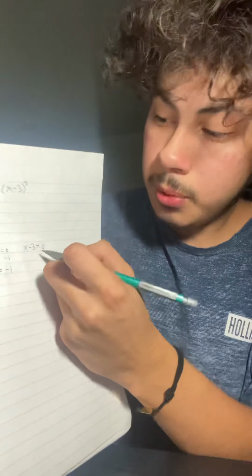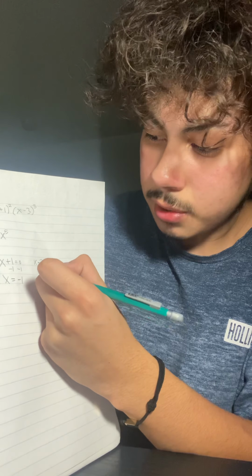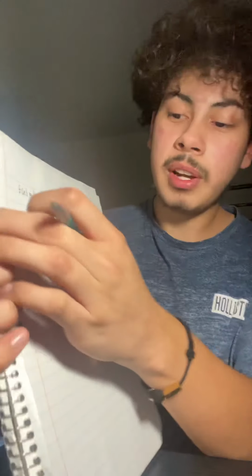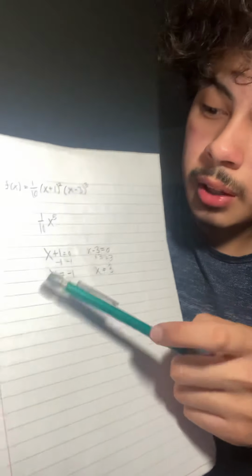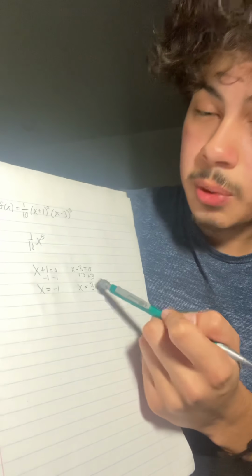And then same thing with x minus 3. To get rid of the minus 3 next to the x, you add 3 on both sides. And then you get x is equal to positive 3. So right here we have our x-intercepts now. x equals -1 and x is equal to 3. So that's going to help us start our graph.